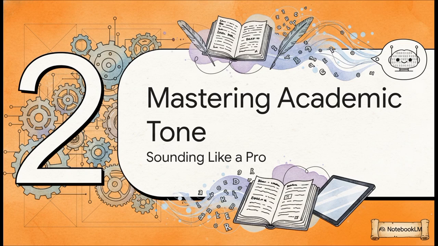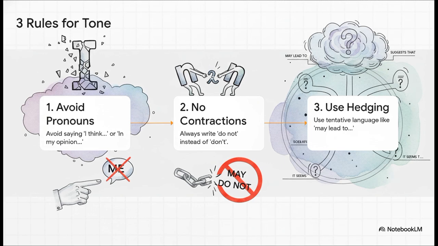All right, we've got the foundation poured. Now it's time for the professional finish. We need to get that academic tone. And don't worry, this isn't about using a bunch of fancy, complicated words. It's just about following a few simple rules that basically signal to the AI that you know the game. And it really just comes down to these three golden rules.